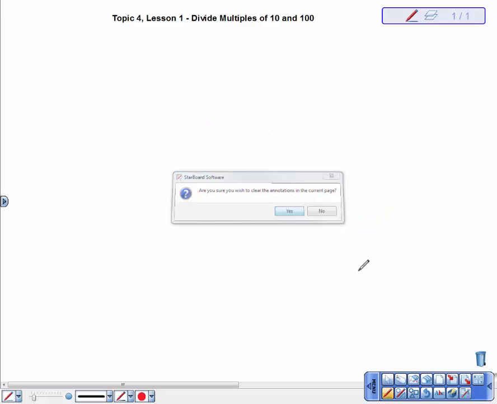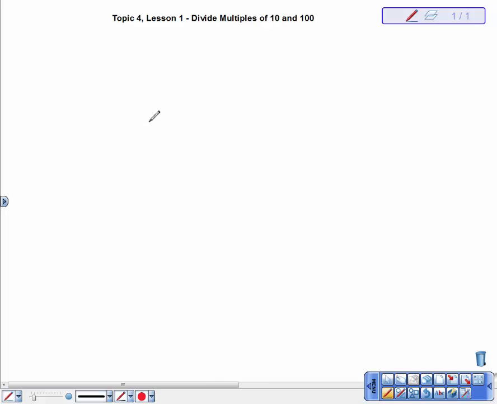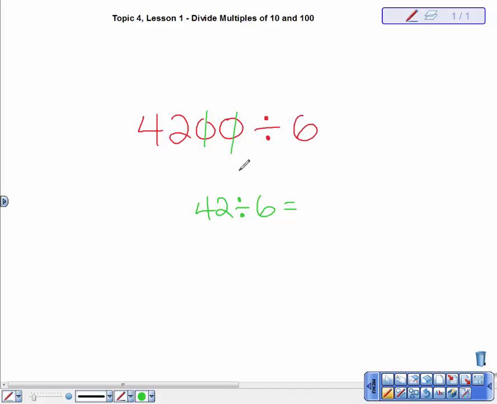Let's try another one. Let's try 4,200 divided by 6. All right, remember, the first thing I want to do is borrow my zeros so that my problem is easier. When I borrow my zeros, I'm left with the little bitty problem of 42 divided by 6. I know that 6 times 7 equals 42. So 42 divided by 6 has to equal 7.